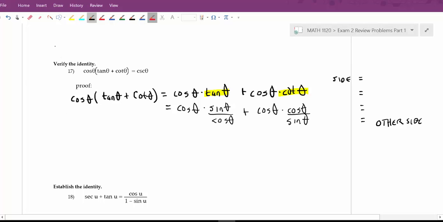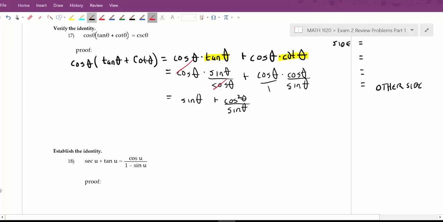A couple of things that you'll have going on in this problem then is, well, those cross out. So that's going to leave you for the next step equals sine theta. And then this part right here, if you put that over 1 and multiply, you're going to have cosine squared theta over sine theta. Now keep bringing down the equal sign and just show the steps.